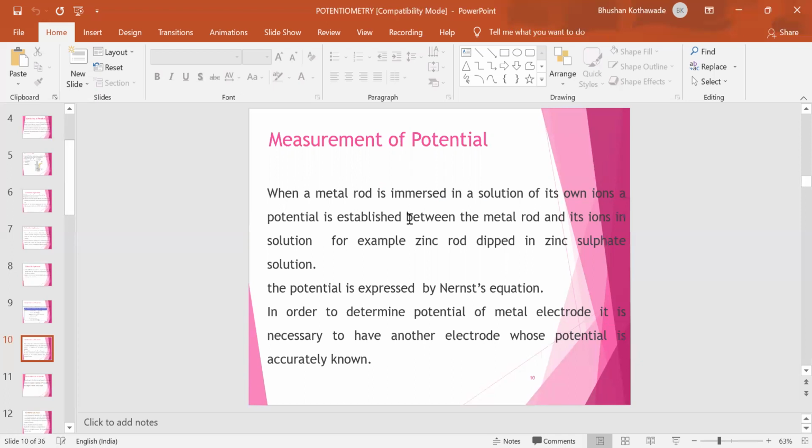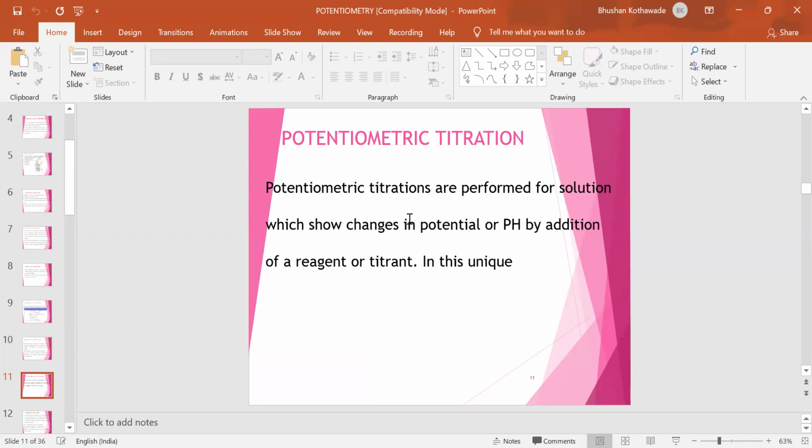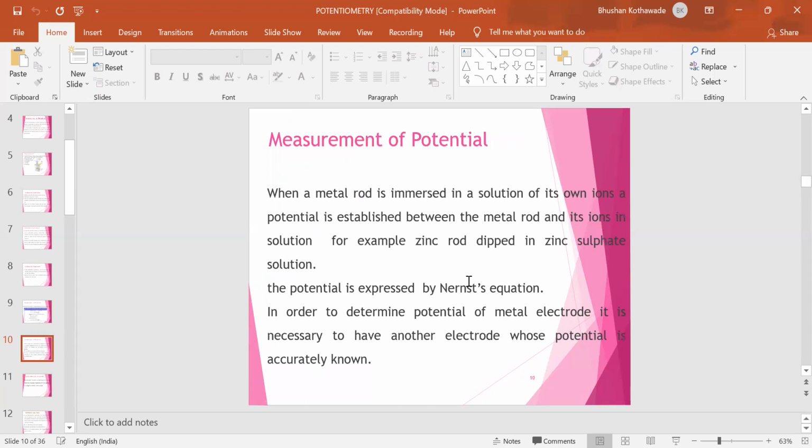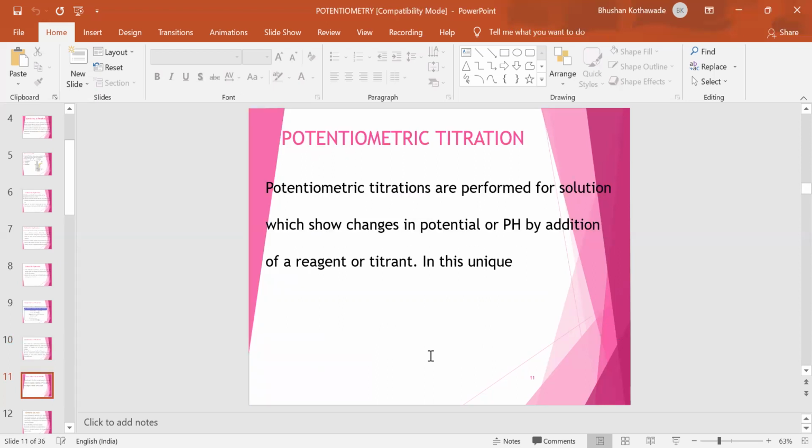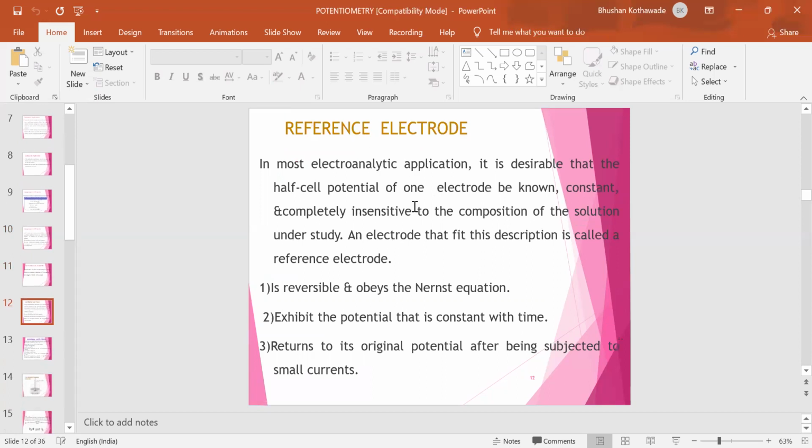In order to determine the potential of the metal electrode, it is necessary to have another electrode whose potential is accurately known. So in potentiometric titration, we use two different electrodes: the indicator electrode and the reference electrode. The indicator electrode's potential is not accurately known, but the reference electrode's potential is accurately known. Therefore, it is known as a reference electrode. Potentiometric titrations are performed for solutions which show changes in potential on the addition of the reagent. So here the reference electrodes are used.